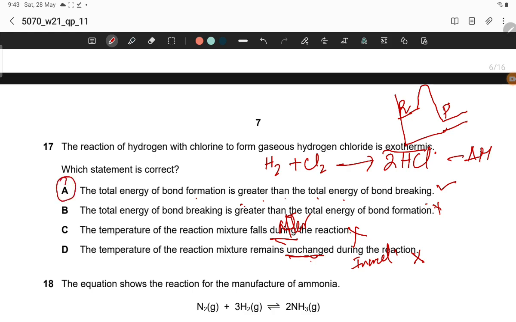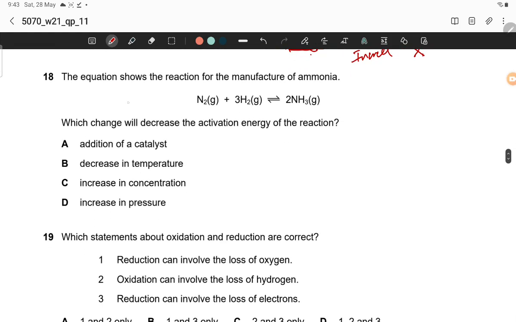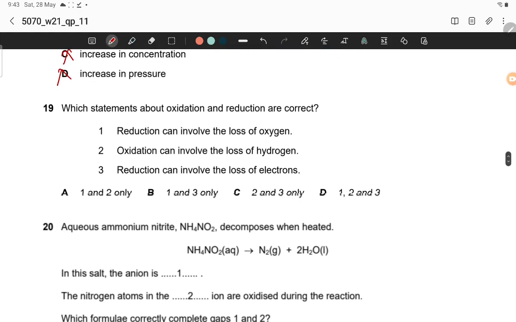Yes, this is correct. The equation shows the reaction for manufacture of ammonia, which change will decrease the activation energy of the reaction? Adding a catalyst. This is correct option, because adding the catalyst lowers the activation energy. Decrease in temperature, not. Activation energy is only linked with the catalyst. Catalyst lowers the activation energy during the reaction. So increase in concentration, increase in pressure.